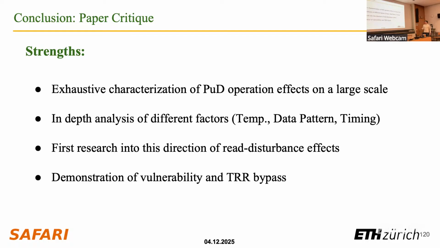And this is the first research into this direction of read disturbance effects. So in the direction of processing using DRAM, how they do it. This is the first one that shows how vulnerable it is. They also clearly demonstrate that there is the need to do something, to implement some kind of mitigation, because it bypasses TRR. So whatever is already in the DRAM is clearly not enough.